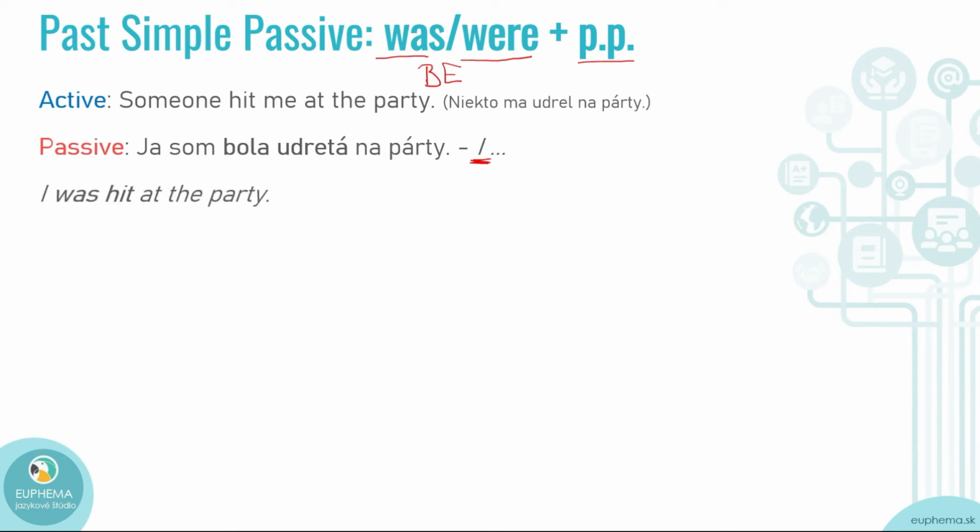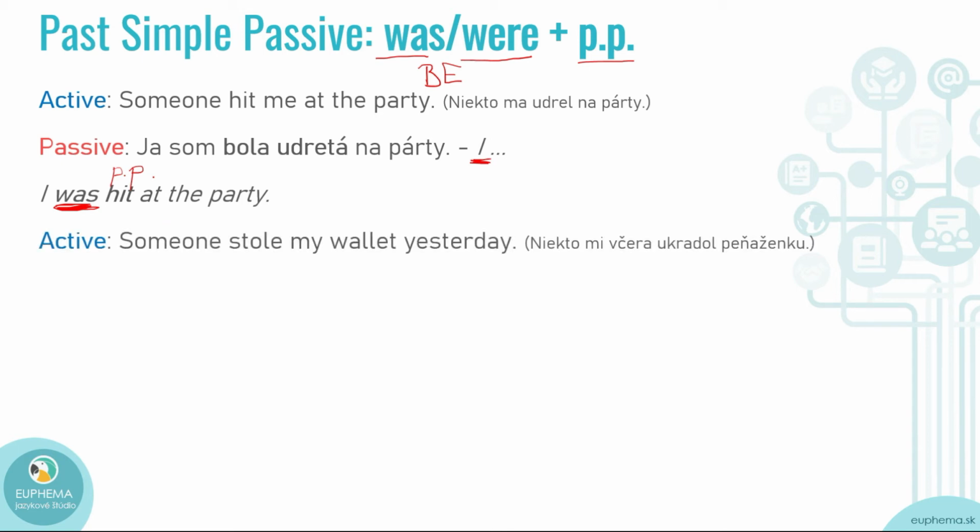Let's see. I was hit at the party. I was hit at the party by somebody, by I don't know who. So "was", because it's the first person singular, "I was", and "hit" is the past participle of the verb hit. It's an irregular verb, so it's hit, hit, hit. All the same.